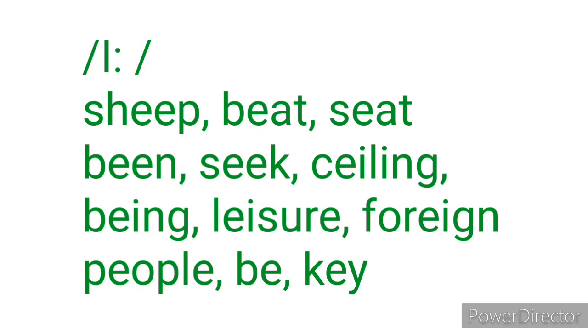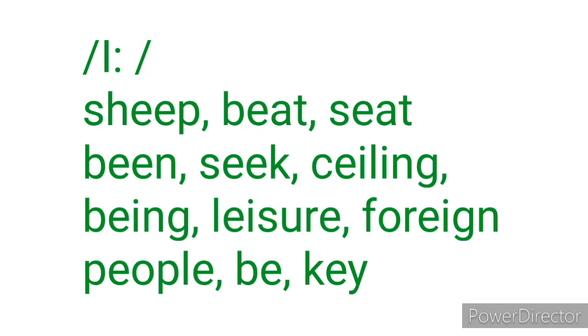If the E sound in a word is followed by an A, then know that the E sound is the long one. For example, the E in beat and the E in seat are being followed by A. So that should give you a clue that the sound you have there is the long E and not the short E. The long E also occurs in words that have double E, like being, sick, be.